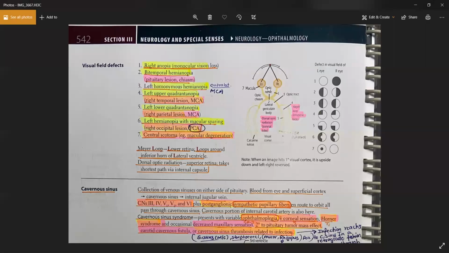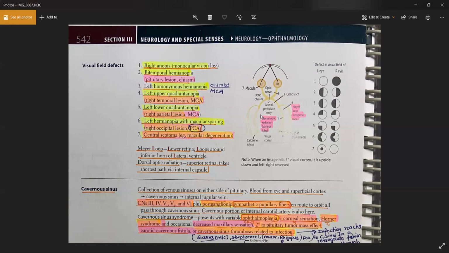So as you can see, you have this retina. Okay, the medial fibers will cross over, and then you have two tracts, the right sided tract and the left sided tract. Okay, you have two radiations after the lateral geniculate body, as you can see. The fibers which are running in the temporal lobe, you call them the Meyer's loop. And the fibers which are running in the parietal lobe, you call them the dorsal optic radiation.